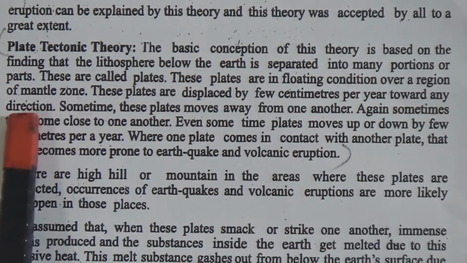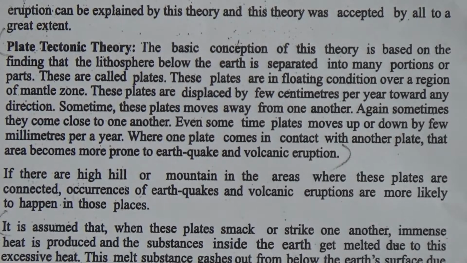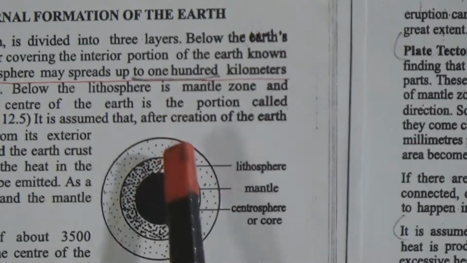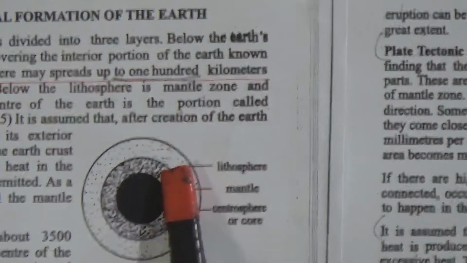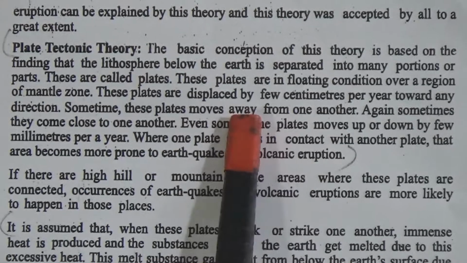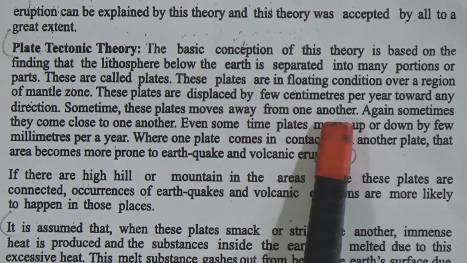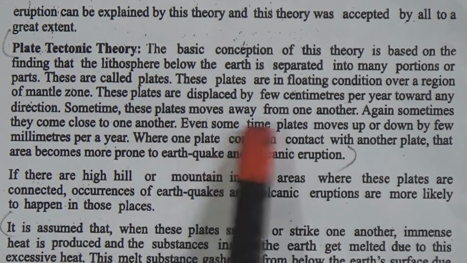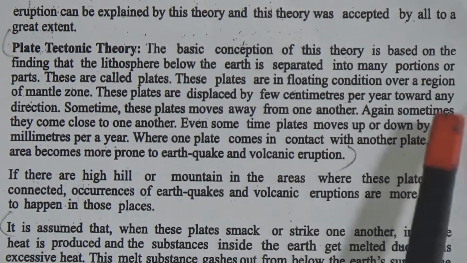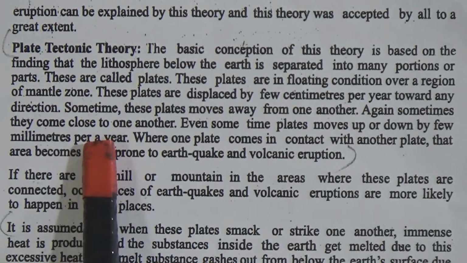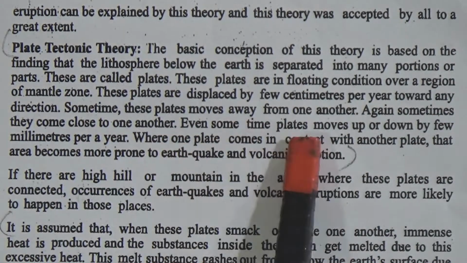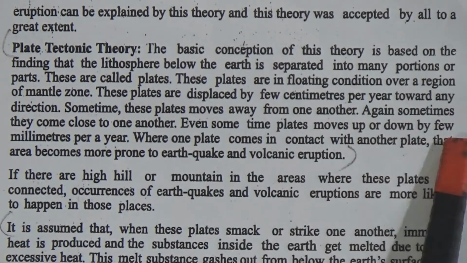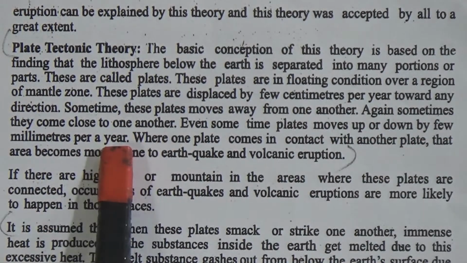These plates are in a floating condition over a region of the mantle zone. In this lithosphere, they are floating on the mantle zone. These plates are displaced by a few centimeters per year toward any direction. Sometimes these plates move away from one another. Again, sometimes they come close to one another. Even sometimes plates move up or down by a few millimeters per year.